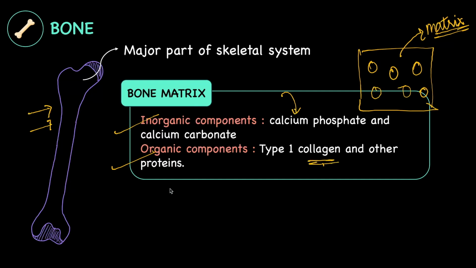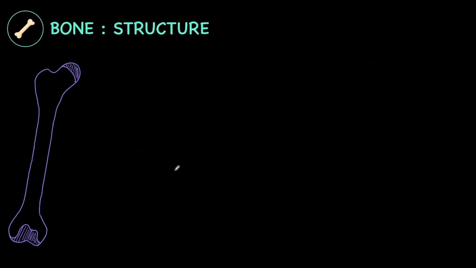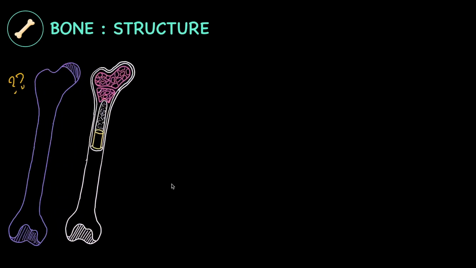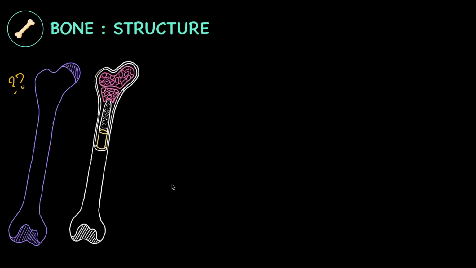Now, whenever we think about the structure of the bone, we always think about the exterior of the bone. Have you ever wondered what it looks like on the inside? Well, on the inside, it looks something like this, where it has so many different components. There is a hollow portion in the center, and surrounding this hollow portion are the bone cells in the matrix. There are actually different types of bone cells.